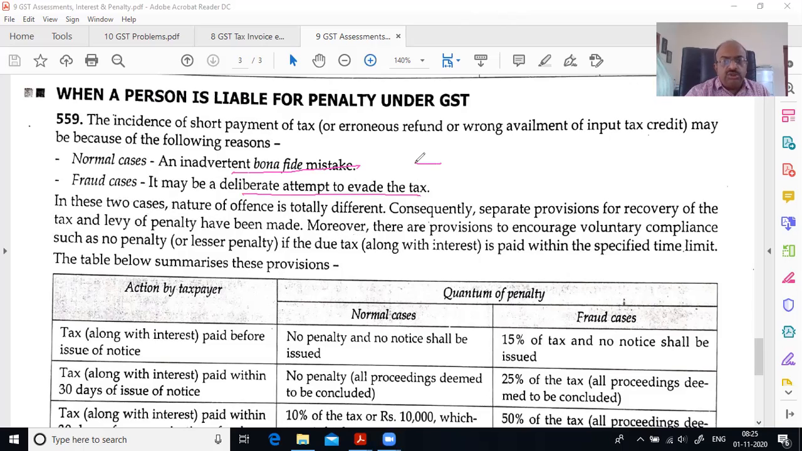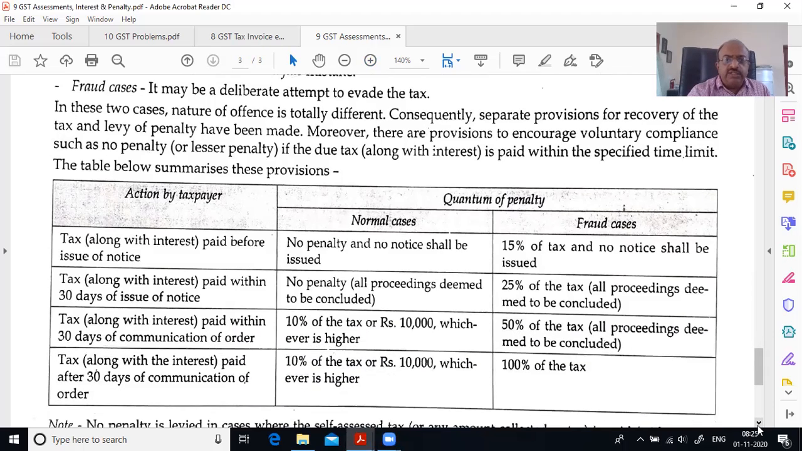So there are two situations. This is normal, this is fraud. There are two different things, very dangerous, because the penal provisions are very different for both of them. Now the question is, the government will try to say that you are trying to do a fraud, and you have to say no, no, it's a mistake, it's an inadvertent mistake. In these two cases, the nature of offense is totally different. Consequently, separate provisions for recovery of tax and penalty have been made.